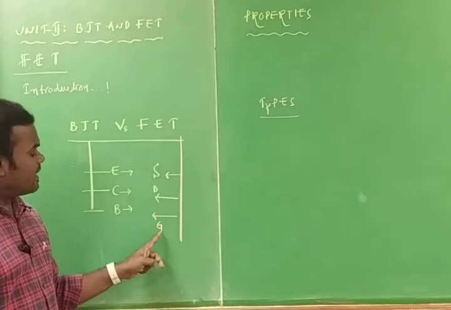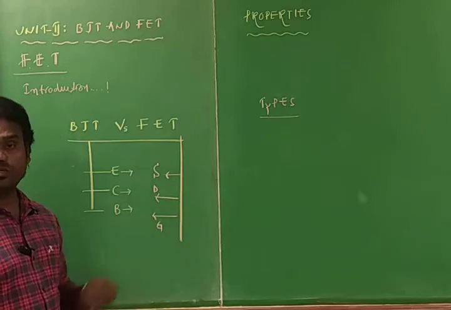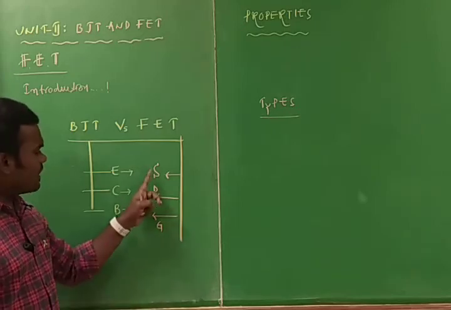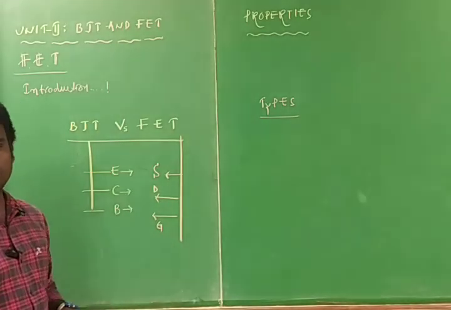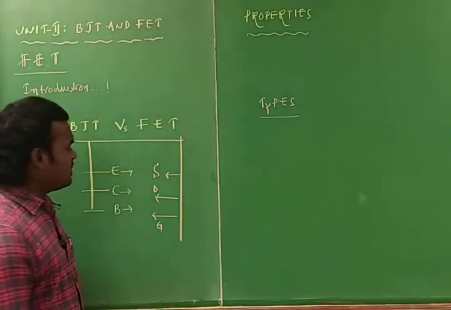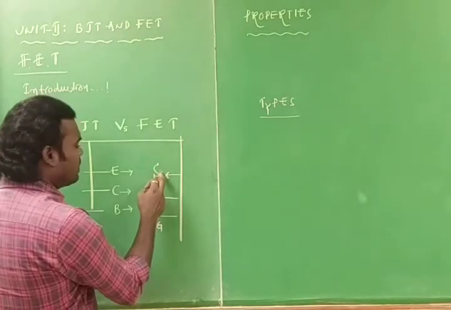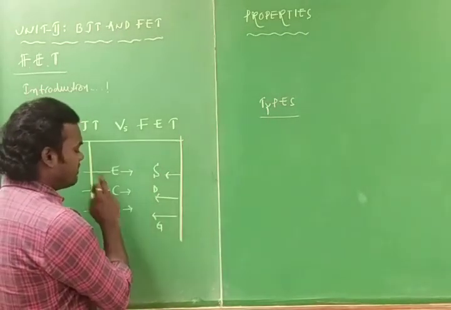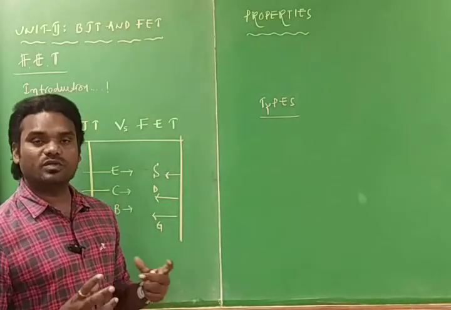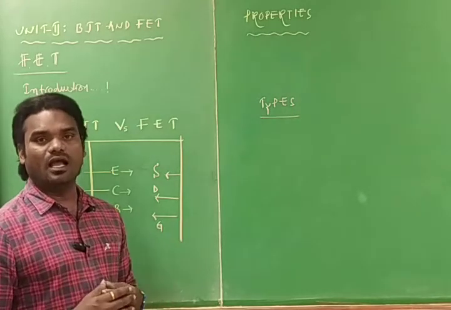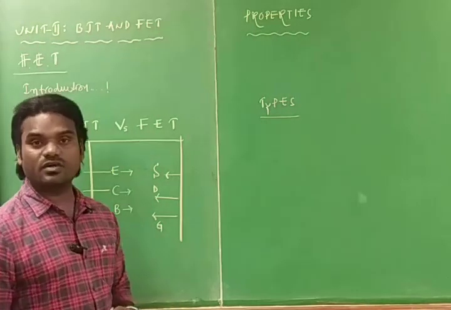That means, by applying the gate voltage, we can control the current from the source to drain or drain to source. So there are three terminals for the FET: source, drain and gate. The source does the same function as the emitter, the drain does the same function as the collector, whereas the base and the gate perform two distinguished operations. The base acts as a platform, whereas the gate is a controlling input.